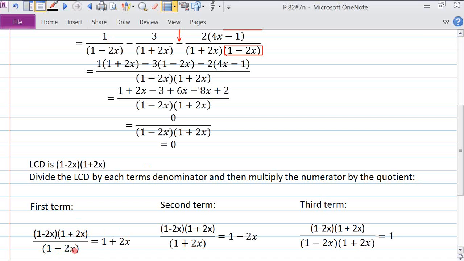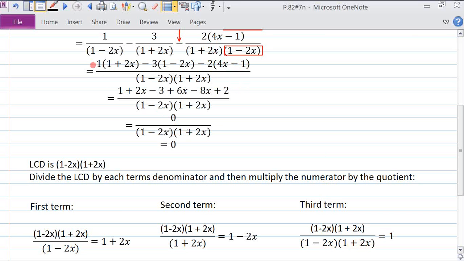The first term, there's the denominator. This is the quotient. So I multiply the 1 that's existing here by the quotient. Here I do on the second term the same kind of thing, except I'm going to divide by 1 plus 2x here. I'm left with 1 minus 2x, going to multiply 3 times this quotient, 1 minus 2x. This one, if I divide this essentially by itself, I get 1, so I'm just really going to multiply that by 1, which doesn't change anything.